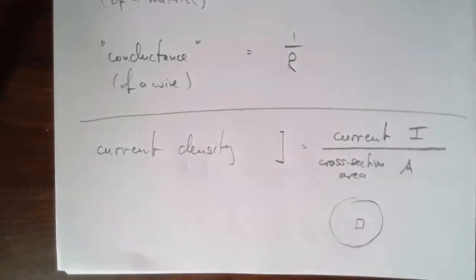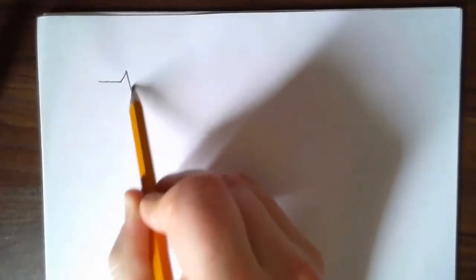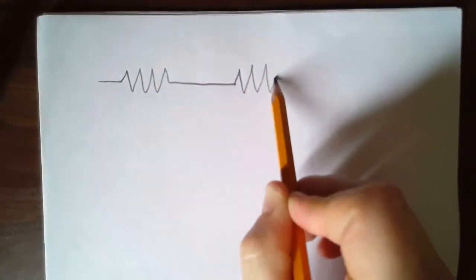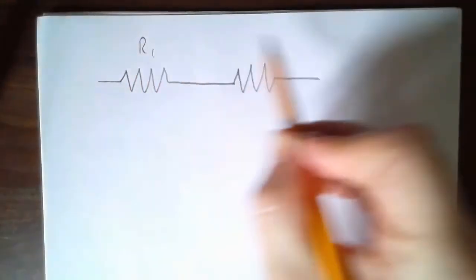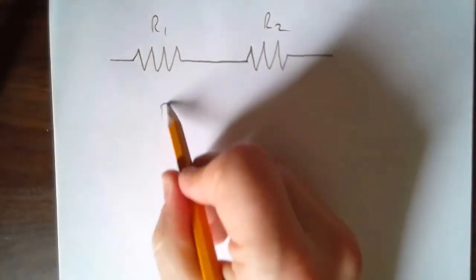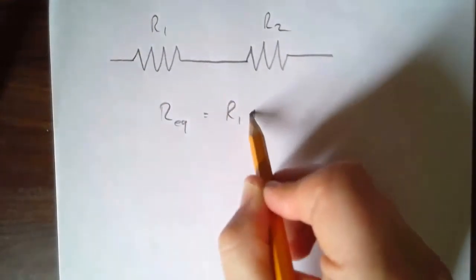Then as a final little note, let's quickly go back to combining resistors. Remember long ago, as in last week, we talked about resistors. One thing we had was, for example, we put a resistor here and a second resistor here in series, R1 and R2. Then the combined R, or the equivalent R, is R1 plus R2.